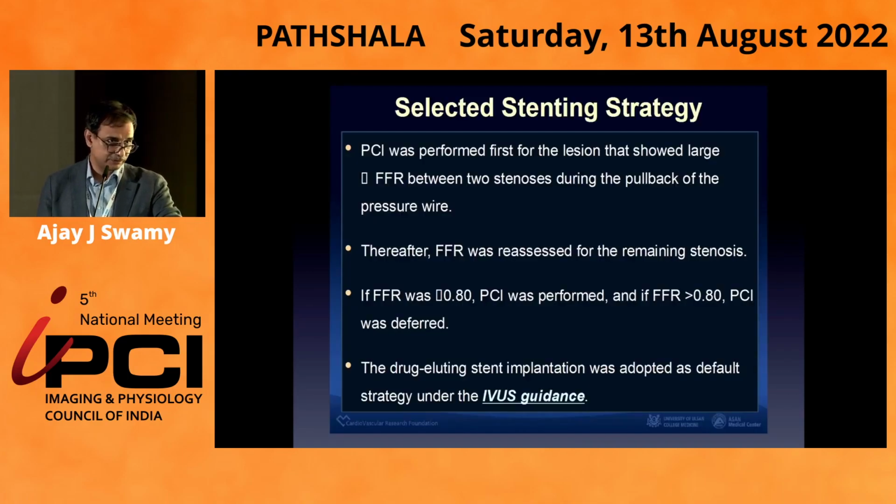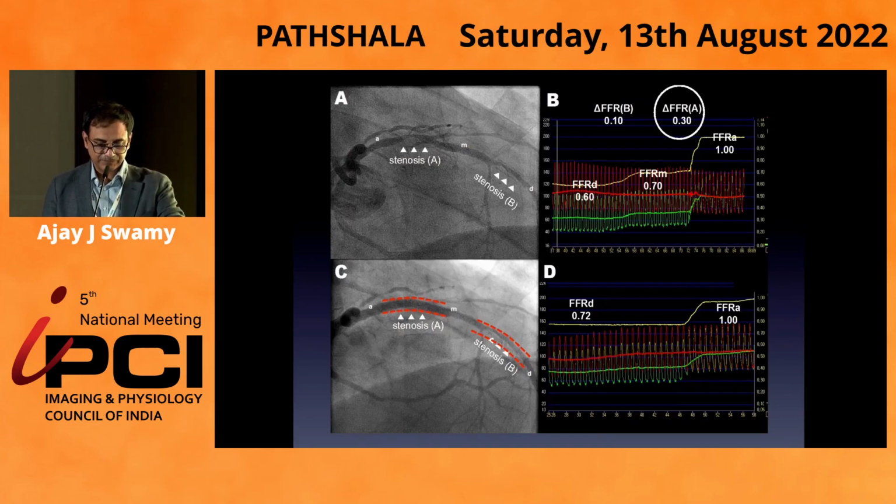They tested this hypothesis in the real world. PCI was performed in tandem lesions, first for the lesion that showed the larger change in FFR, and then reassessed for the remaining stenosis. And if it was less than 0.8, PCI was performed under IVUS guidance. And this is what it looks like.